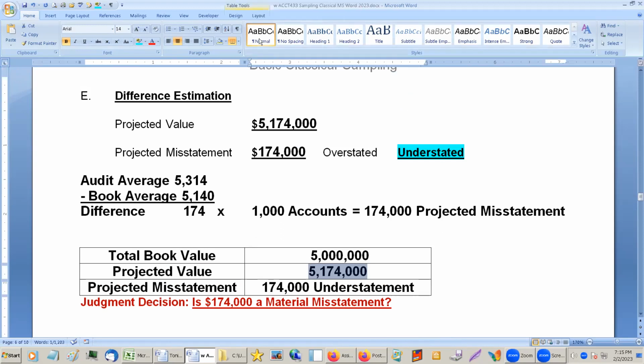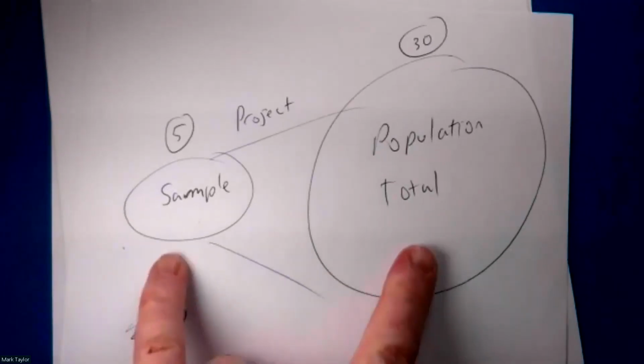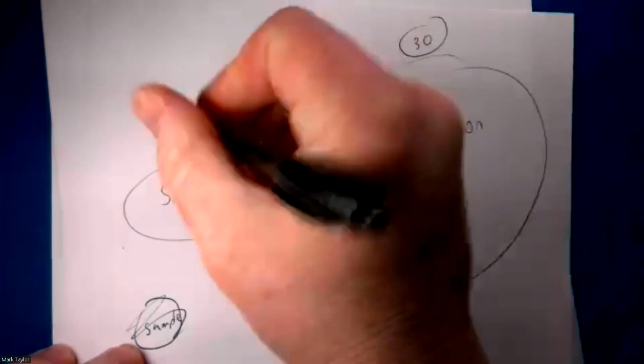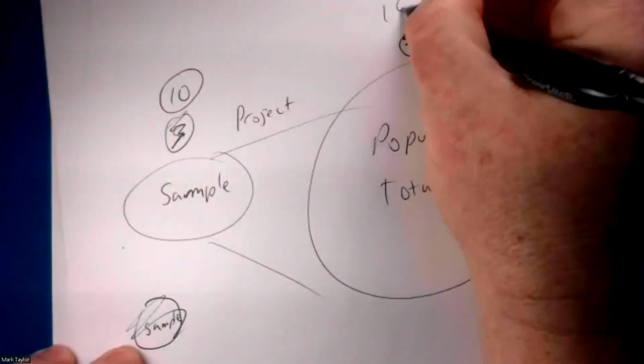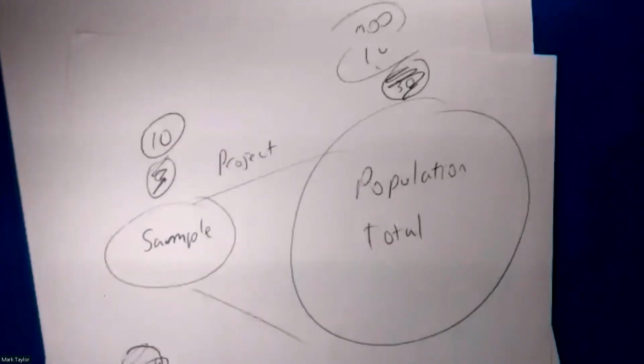And again, it comes back to this thing here. In this case, we took a sample of 10 items, projected over a population of 1,000. Oops. Let's get on the same page about that.